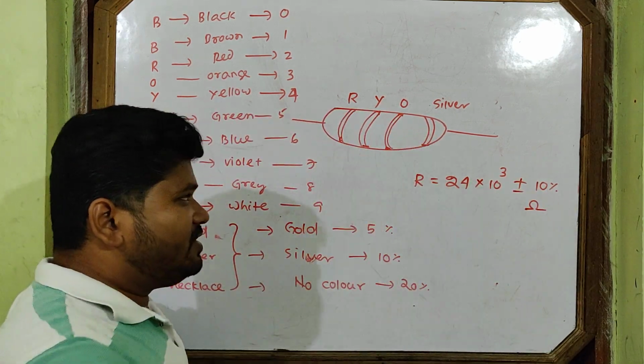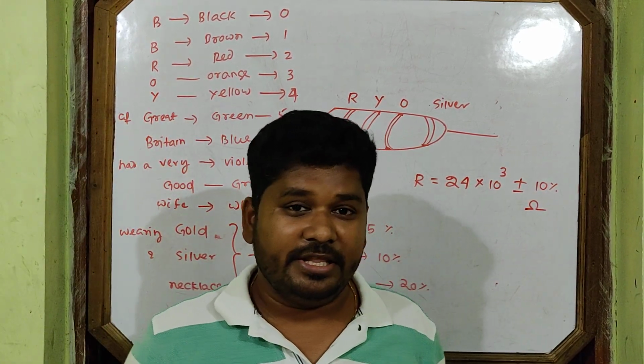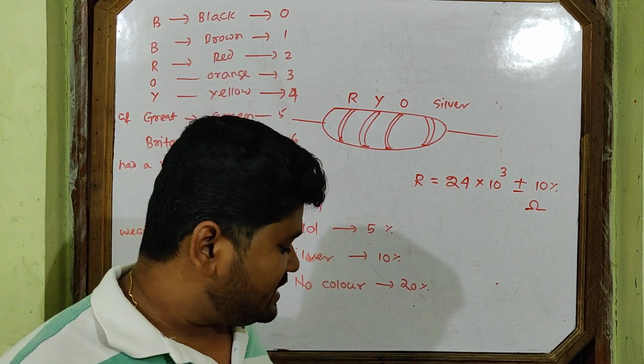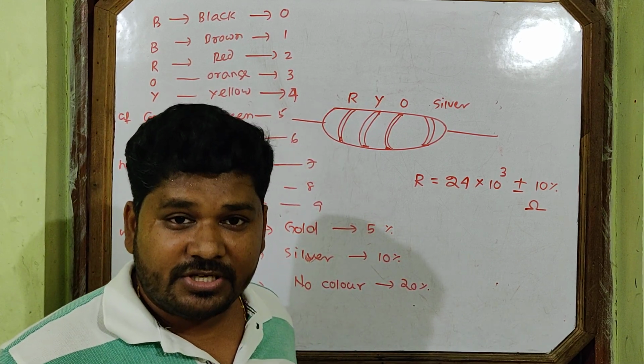Okay, so this is the resistance in ohm. This is the resistance of the carbon resistor. In this way, you can find the resistance of a carbon resistor.